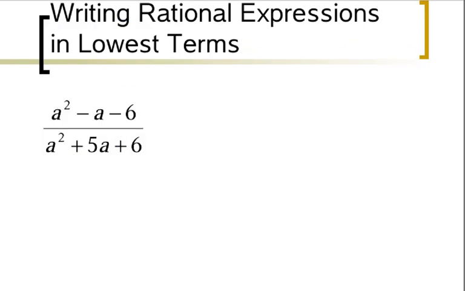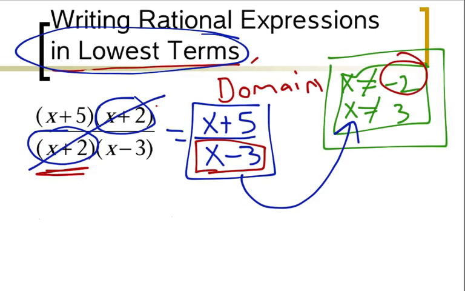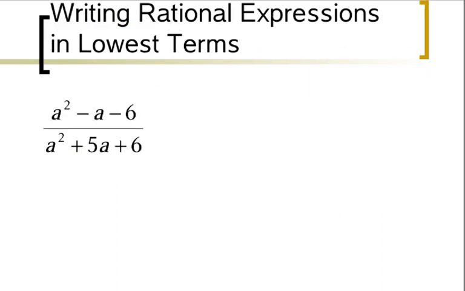Now we're going to take a look at a more complicated rational expression problem, where it still says write it in lowest terms. The difference between this problem and the last problem, of course, is that the last problem was factored, this one's not. So I actually have to go through and factor the top and the bottom using the magic x. If I do the magic x on top, I would get negative 6, negative 1, and then that would give me negative 3 and 2.